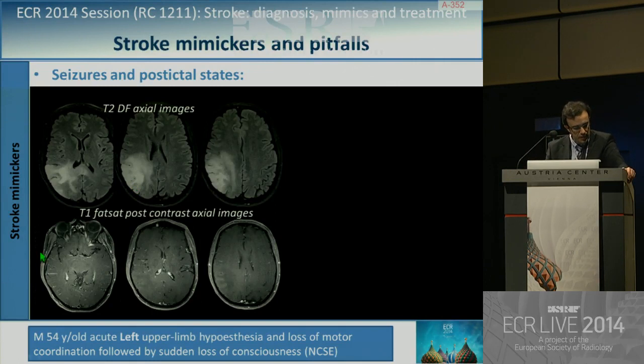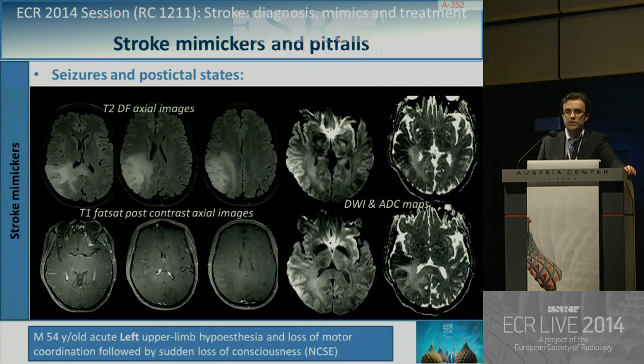When you see with gadolinium, you see that the pial enhancement actually extended far beyond where you think the bulk of the tumor was. You do the diffusion, and you clearly see that the cortex has restricted diffusion on the ADC maps, well beyond the tumor margins.